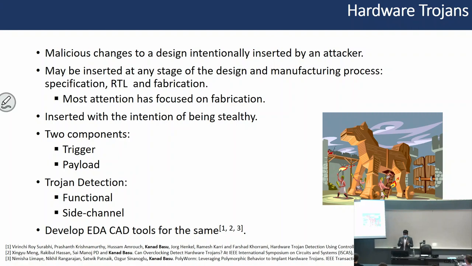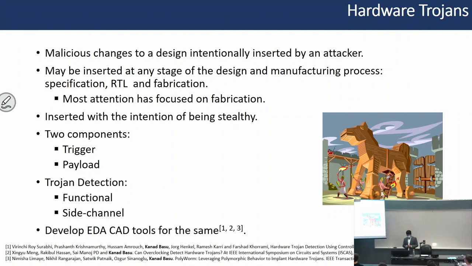The two components of a hardware Trojan are trigger and payload. Trigger means the condition that will activate the Trojan, like the counter we just talked about in the example. Payload is the effect of the Trojan, like shutting down the chip, right? Trojan detection can be functional or side channel. You can use side channels to detect Trojans, and you can use functional testing to detect Trojan functionality. But both have a problem.